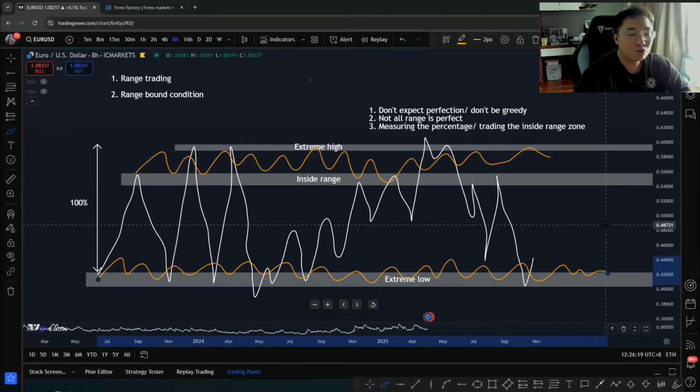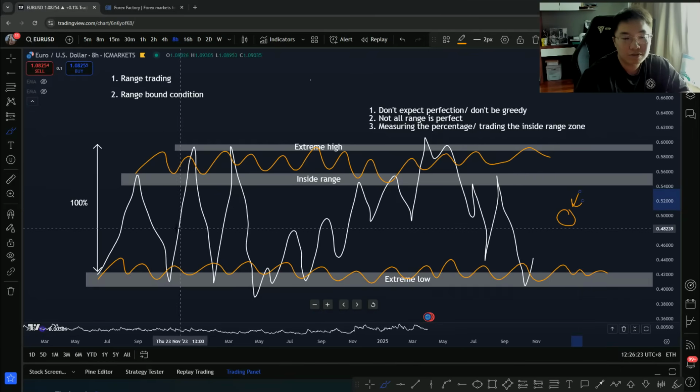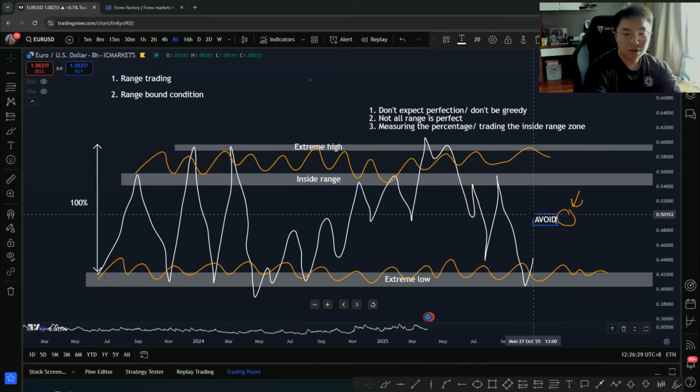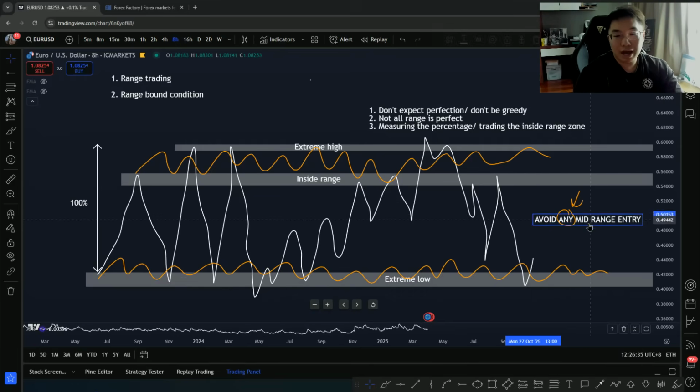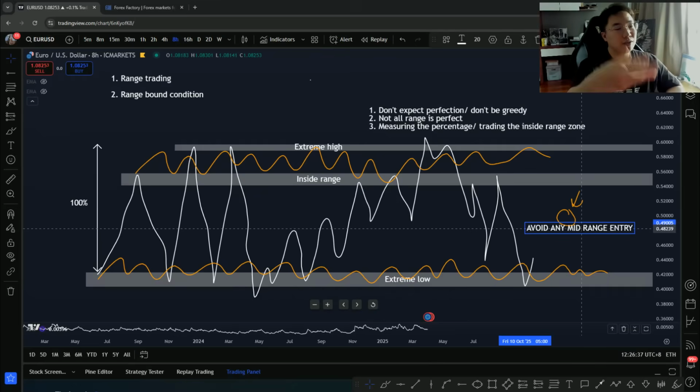The big issue happens when traders try to go short in between of the range. Inside our trade club, we call it the mid-range entry. So avoid any mid-range entry. The problem comes when you try to enter in between of the range. That's when you get killed.